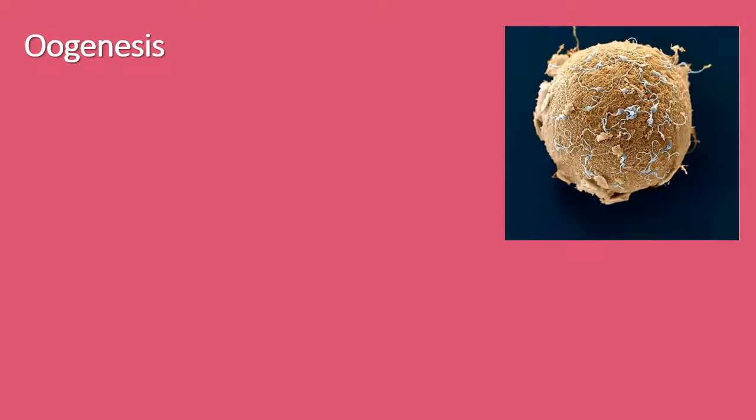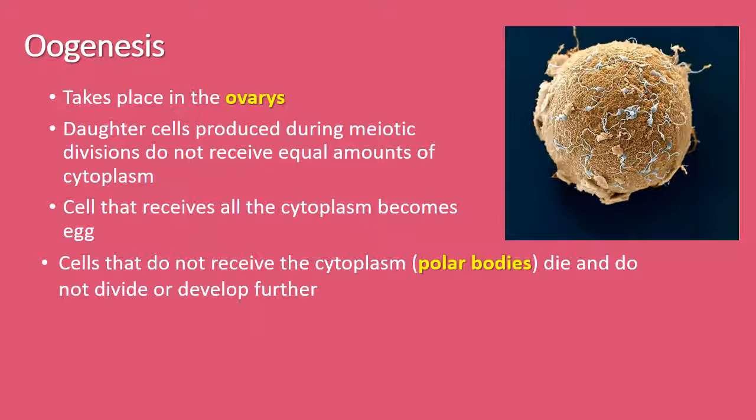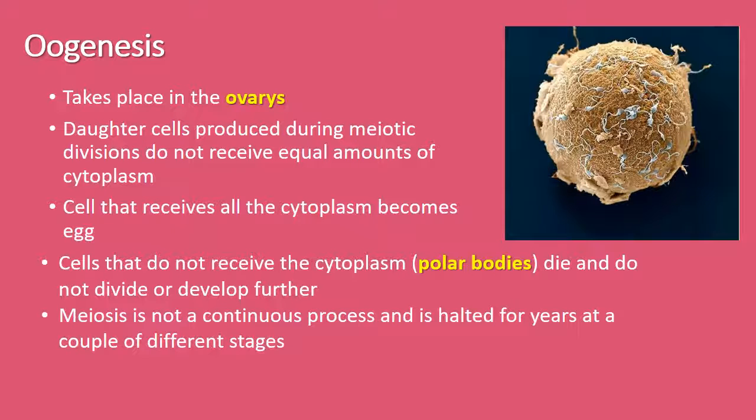Now with oogenesis, it's completely different. This takes place in the ovaries. The daughter cells that are produced during both the meiotic divisions, meiosis I and II, end up with unequal amounts of cytoplasm. Really, one cell gets all the cytoplasm and the other one just dies. The cell that receives all the cytoplasm eventually becomes the egg. The ones that don't become what we call polar bodies. They're basically just a cell with a nucleus in it, and they die. They may or may not divide again, but they don't develop any further.